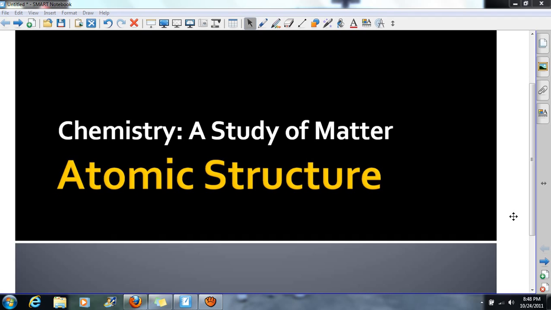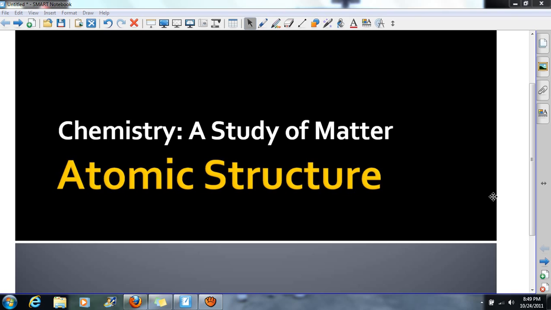Alright, today we're going to take a very quick look at the atomic structure of atoms, and we're going to use aluminum as our example. So you've had a piece of aluminum foil there in front of you here in class, and we've been using that as our example today.